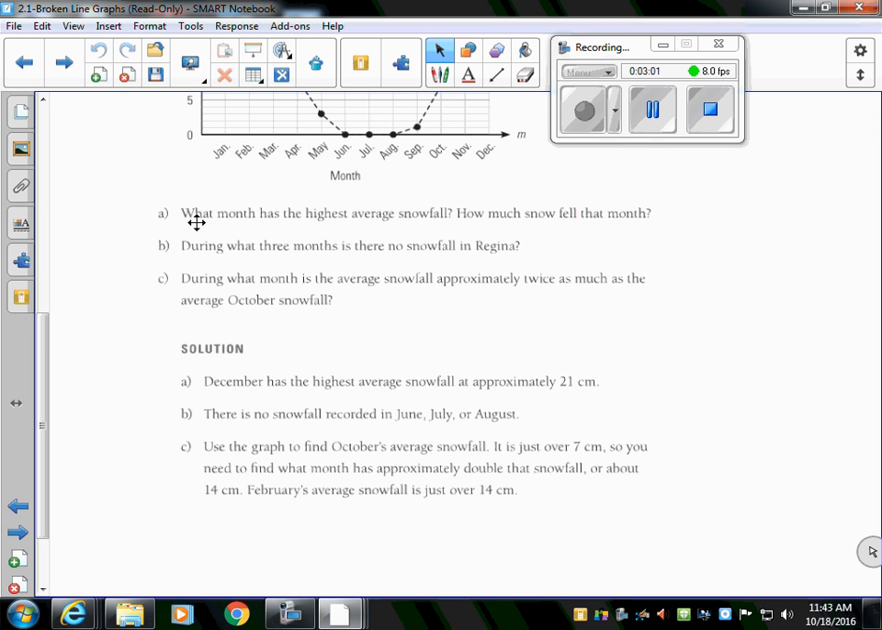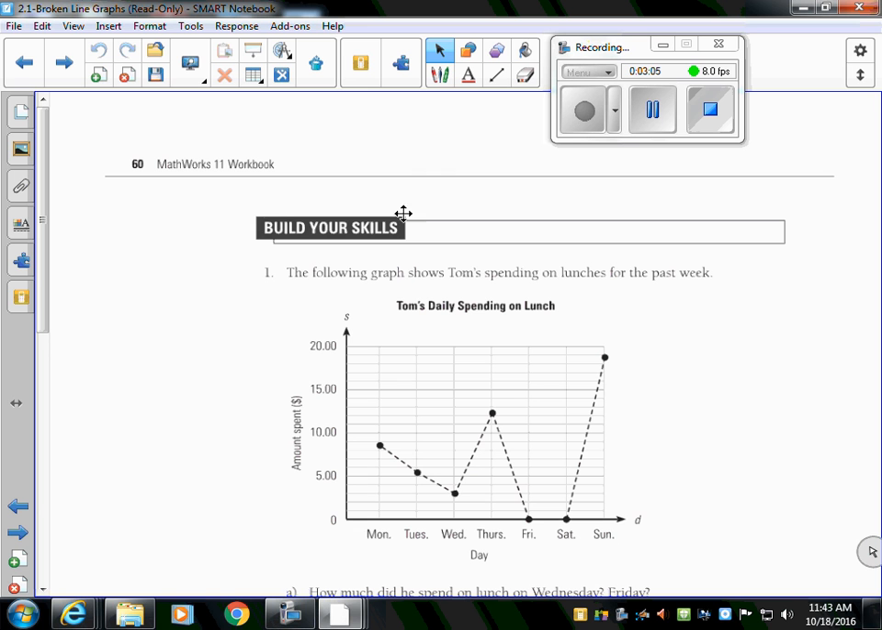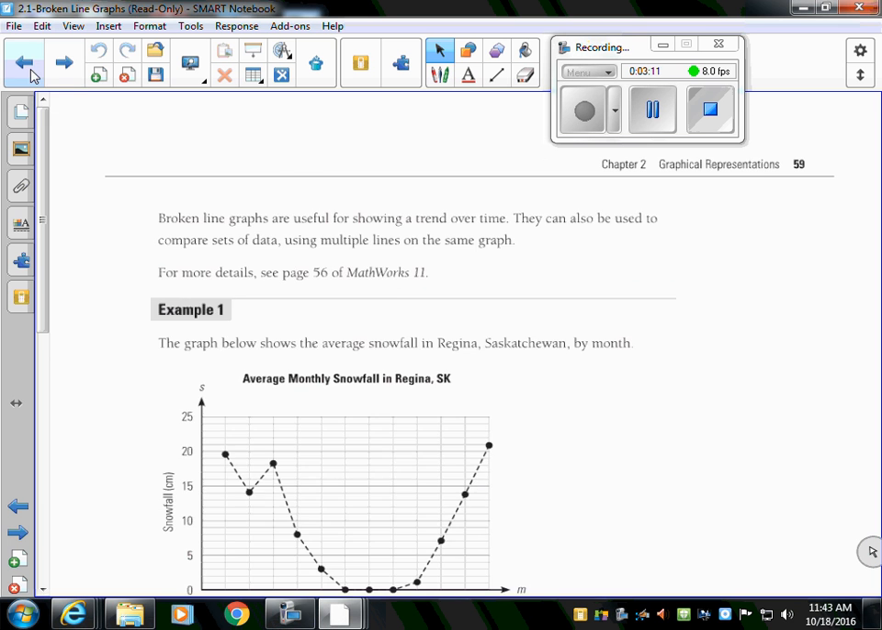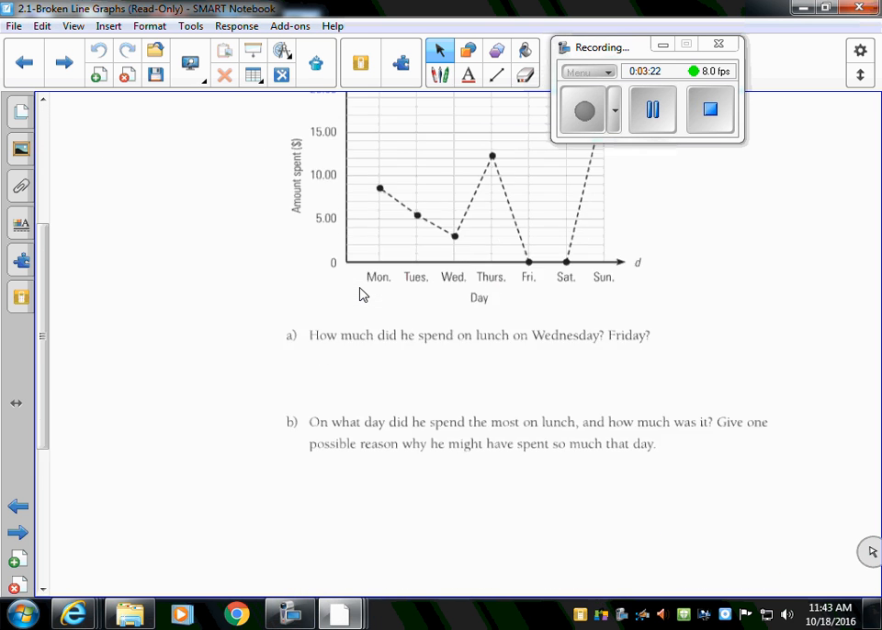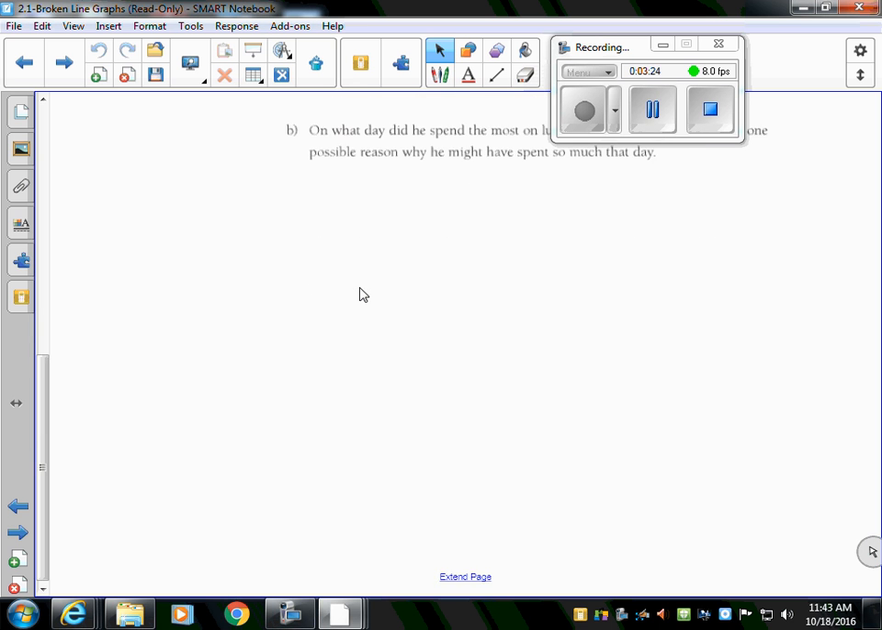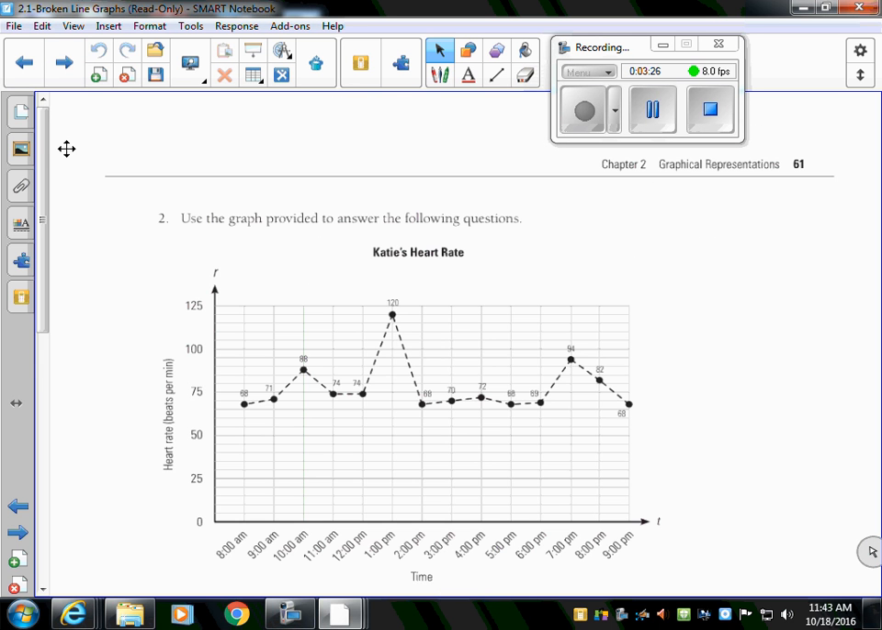Okay? You're going to take some time and read through some of these graphs, right? Remember, these are broken line graphs in which we play connect the dots and we can read across them. So please complete all of your Build Your Skills, and then you can check your answer or hand it in so that I can check your answer. Okay?